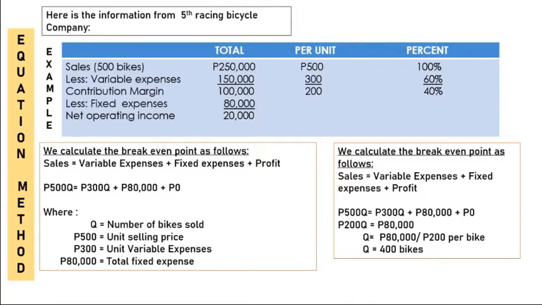We calculate the break-even point as follows. Sales equals variable expenses plus fixed expenses plus profit. 500Q equals 300Q plus 80,000 plus 0. 200Q equals 80,000. Q equals 80,000 divided by 200 per bike. Q equals 400 bikes.